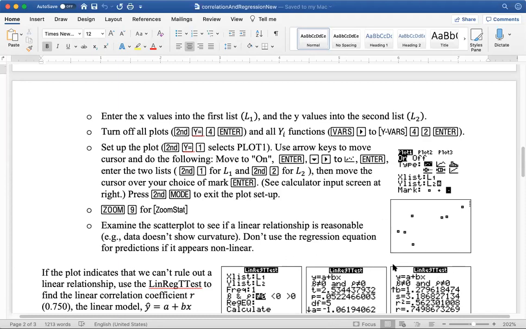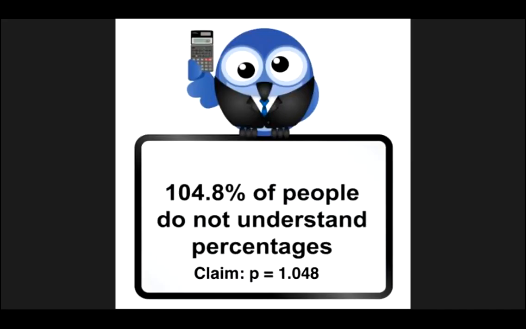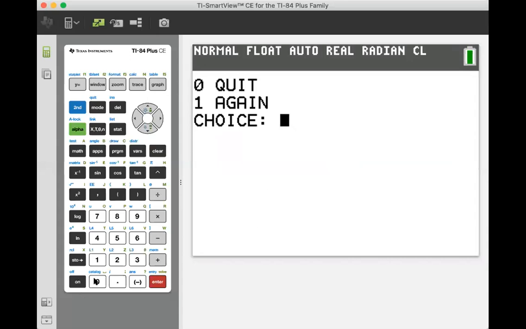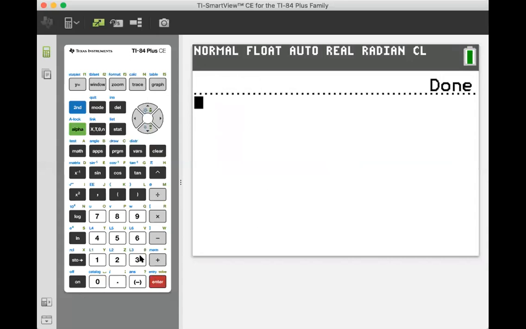Oops, I'm going to stop sharing. And go to the calculator. I'm going to clear this out. Actually, I need to quit this program. 0, enter. All right.